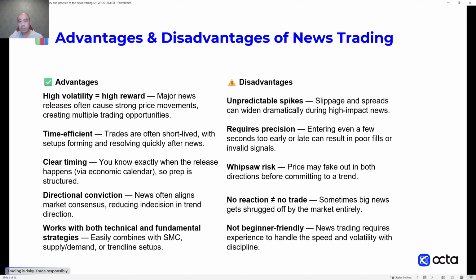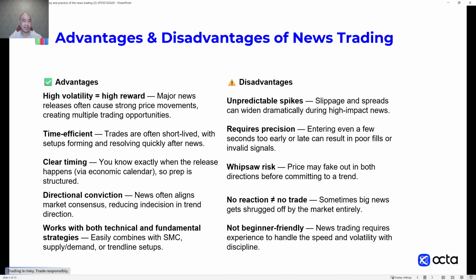Now, if we look at high volatility, then we're looking at high rewards in the market, right? So major news releases cause strong price movements. It does create multiple trading opportunities, like what is happening right now with the sterling. I know the news has been released, and I think we're going through the press conference. I think the press conference has been underway for about half an hour now, probably, or more. But yeah, this is kind of a high volatility market right now.